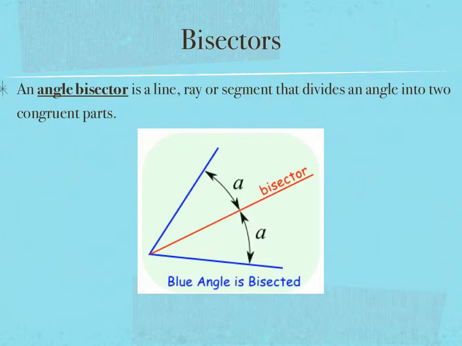Okay, so let's talk about bisectors, and you're probably going to want to write that down. I don't think I left that in there for you. An angle bisector is a line, a ray, or a segment that divides an angle into 2 congruent parts. Okay? And this right here is important, that the parts are congruent.